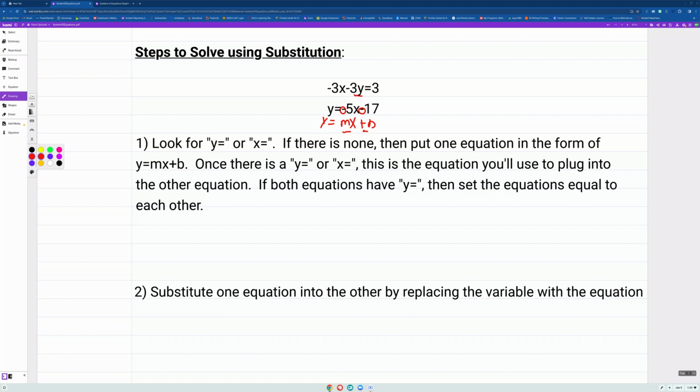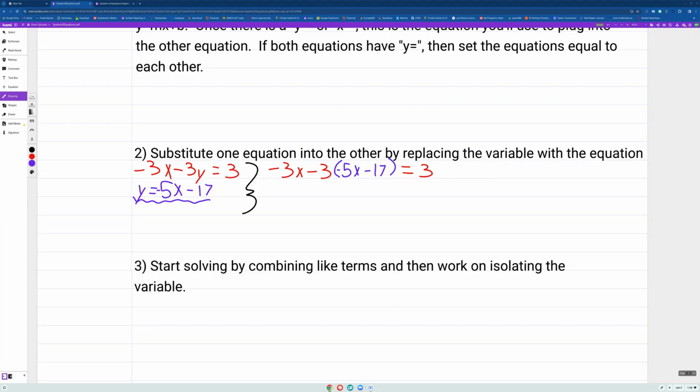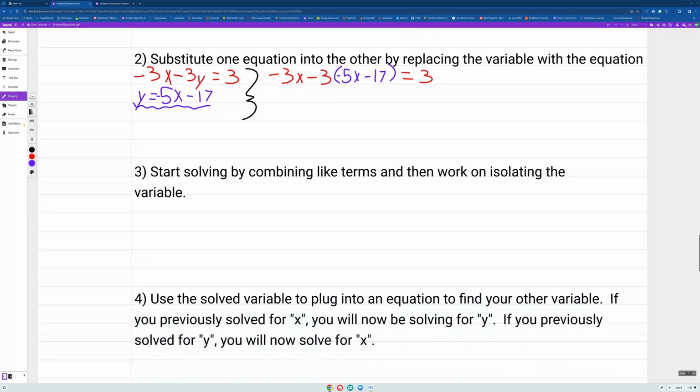I see here that if y is equal to this equation, then I should be able to just plug in that equation for y. All right, so what I did here is I took my two equations and I combined them because I'm substituting my y. So my new equation that I'm going to work with is negative 3x minus 3, in parentheses, that's my equation for y, negative 5x minus 17. And all of this is going to be equal to 3.